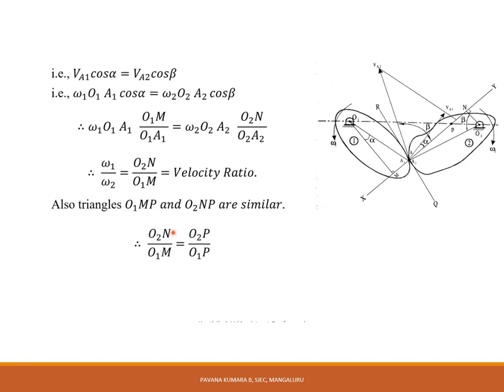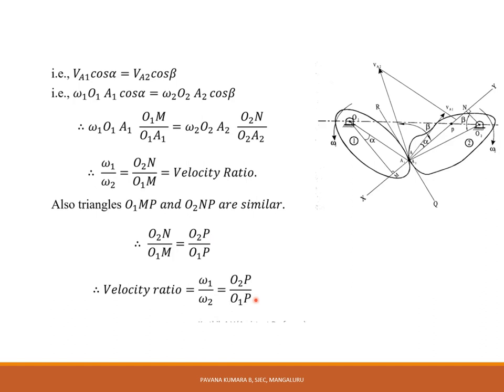So from that equation we can also write the above equation as O2N divided by O1M is equal to O2P divided by O1P. Why? Because these two meet at one point, and that point is called P. Since the triangles O1MP and O2NP are equal, we can also write it in terms of P. Next, the velocity ratio after changing this: omega 1 divided by omega 2 is equal to O2P divided by O1P. So this is called the velocity ratio.